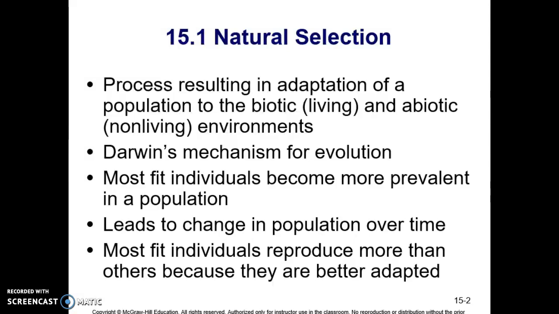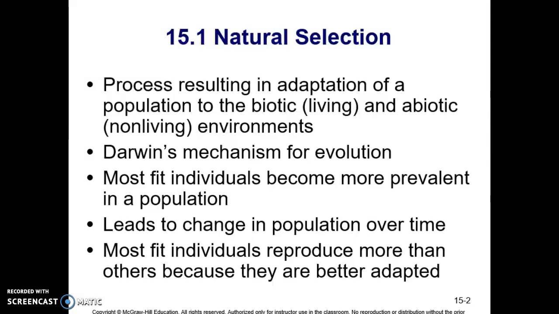Darwin's mechanism for evolution is natural selection. So again, sometimes we like to say the theory of natural selection, the theory of evolution through natural selection. It's the mechanism. It's the how it's occurring. So the idea is, over time, most fit individuals become more prevalent in a population. So again, remember that definition of fit is that they have the most babies. Because again, the direct correlation is the more offspring you produce, it's because you've gotten more resources to give your body the energy to go through reproduction.